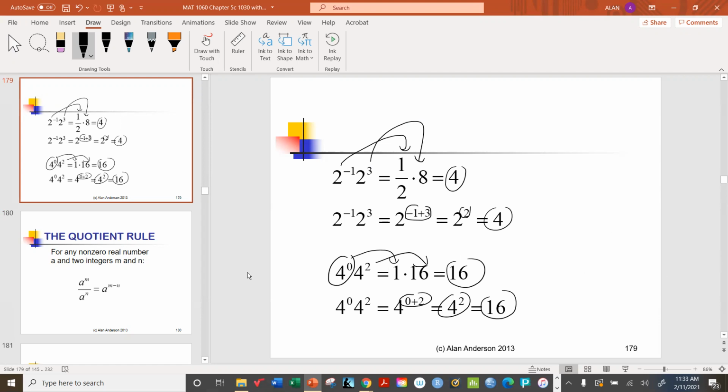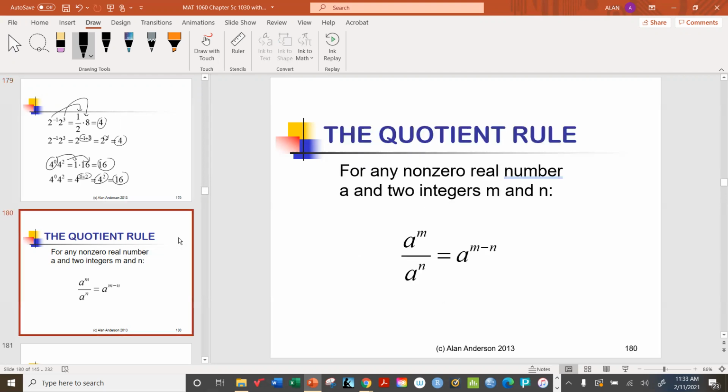All right, so now we should be ready for the quotient rule. Let's take a look at it. So here, what's different is that we're dividing, and so instead of adding the 2 exponents, we subtract. The only thing we have to watch out for is that, of course, a cannot be 0 in this case. Otherwise, we'll end up with division by 0.